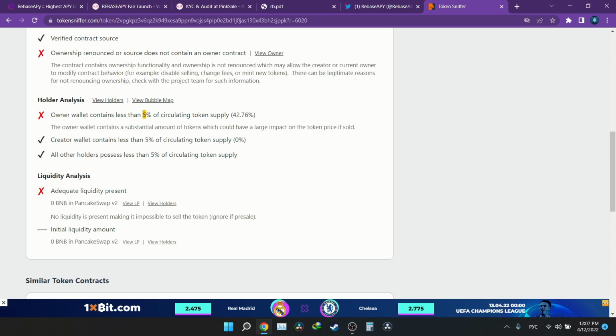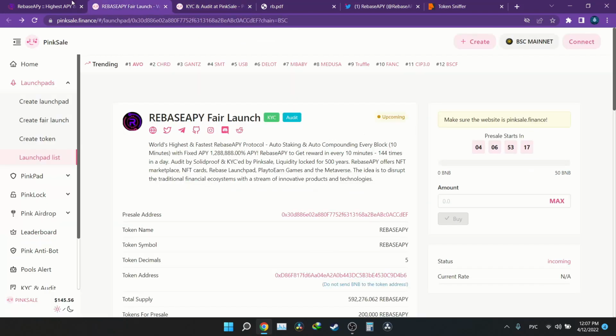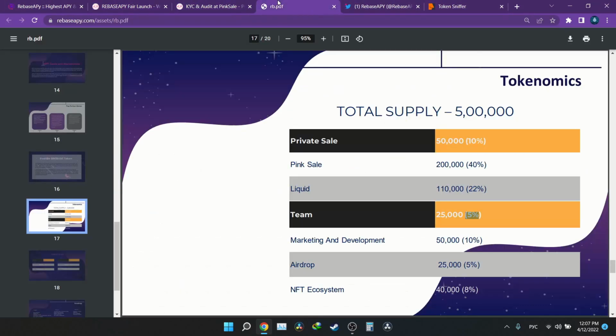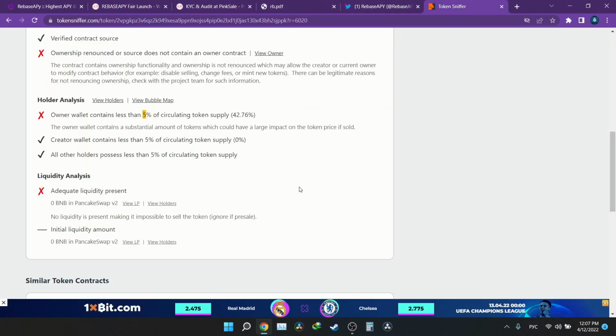It's supposed to be no more than 5%, as they're saying on the webpage, according to whatever they have provided in the white papers and on the pages. But whatever the contract says, it is actually 43% of the circulating token supply that belongs to the team members, meaning they are huge, gigantic whales.